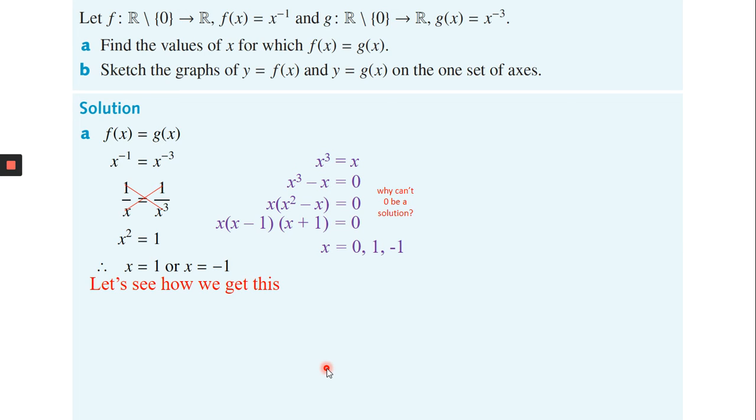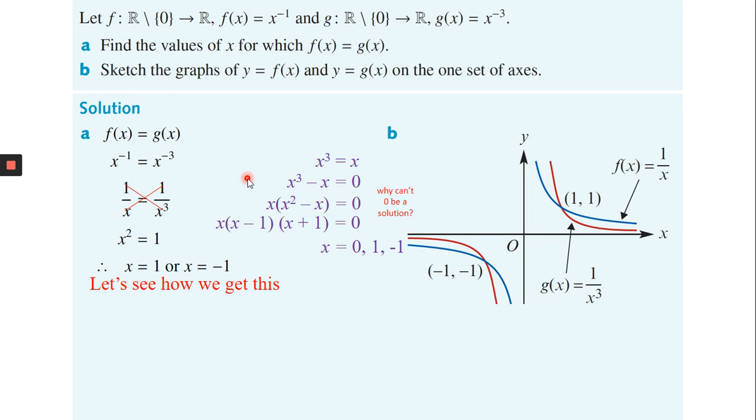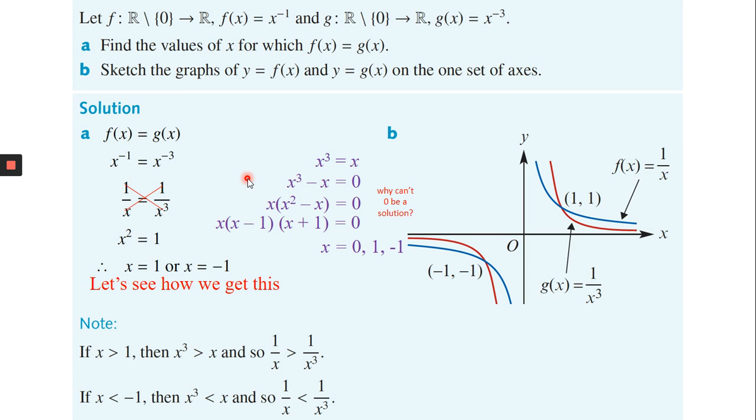But 0 can't be a solution, can it? Because when we have 1 over 0, we can't have 0 as a solution. So that's where they got it there. But I reckon, if I make sure to forget there's 1 there, this is a better way of doing it. So then when we draw the graph, we kind of get that.